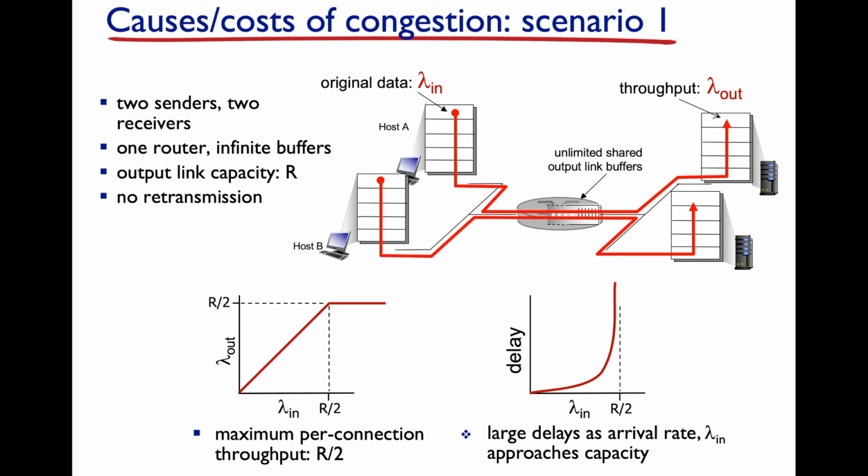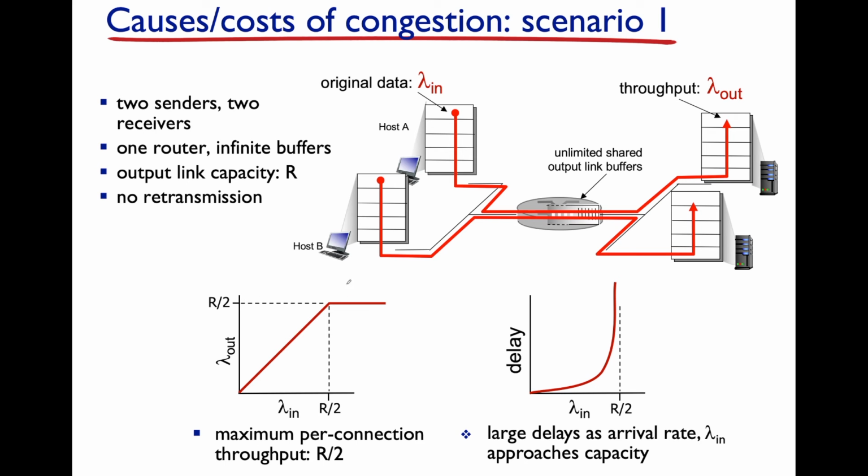And so let's imagine you have an output link capacity of bandwidth R, transmission rate R, and there's no retransmission of data. So in TCP/IP, they share the bandwidth, and so each of these connections between host A and the server and host B and this bottom server is going to use R over 2 capacity of that link. And so here we have lambda out and we have lambda in. As lambda in approaches R over 2, the link capacity, lambda out, the rate at which we get packets emerging in the application layer at the destination endpoint, is going to also be R over 2.